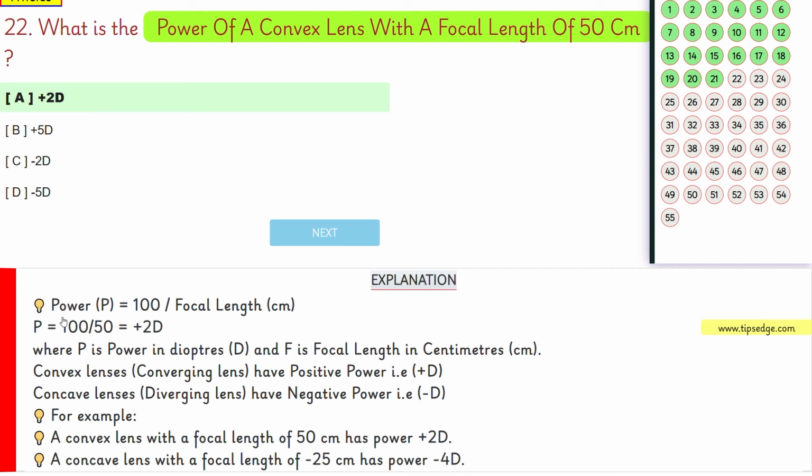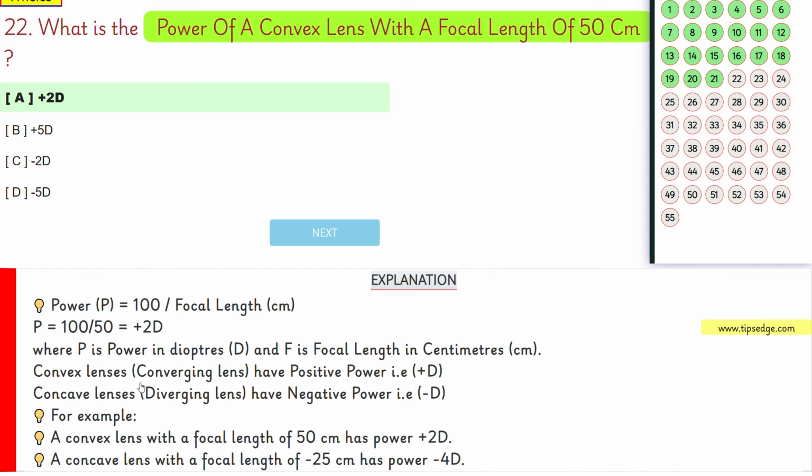For calculating the power, the formula is power P = 100/f. Here, the focal length of the convex lens is given as 50 centimeters. Therefore, P = 100/50 = +2D. Here, P is power in diopters (D) and f is focal length in centimeters.